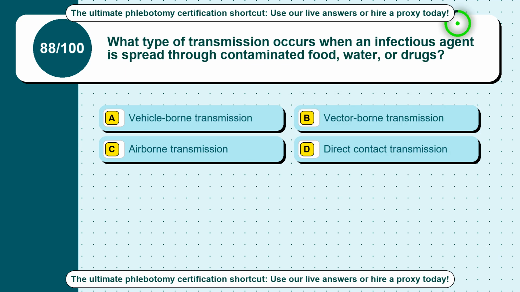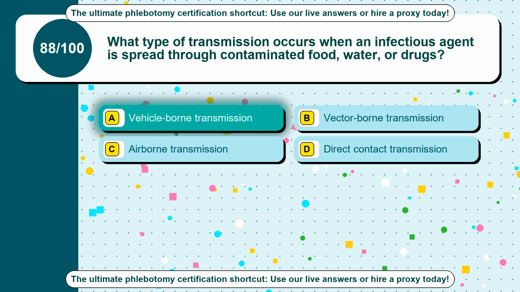Question 88. What type of transmission occurs when an infectious agent is spread through contaminated food, water, or drugs? Option A. Vehicle-borne transmission. Option B. Vector-borne transmission. Option C. Airborne transmission. Option D. Direct contact transmission. The correct answer is option A.